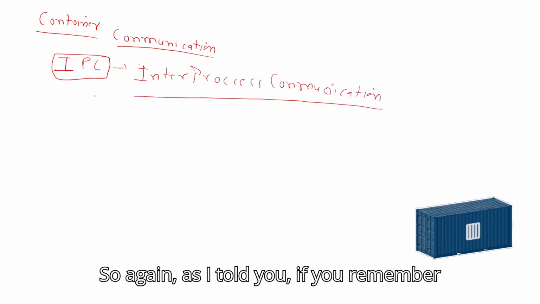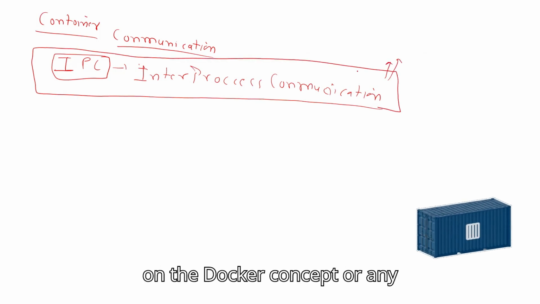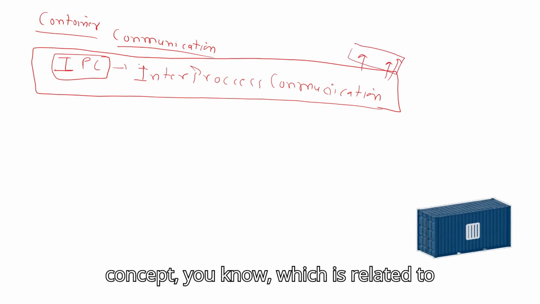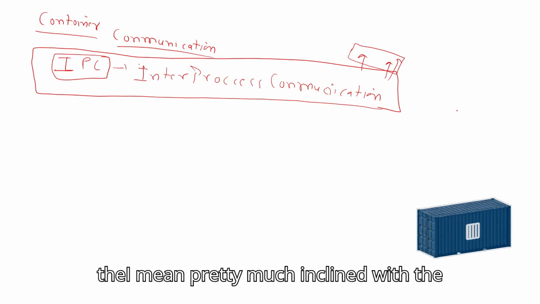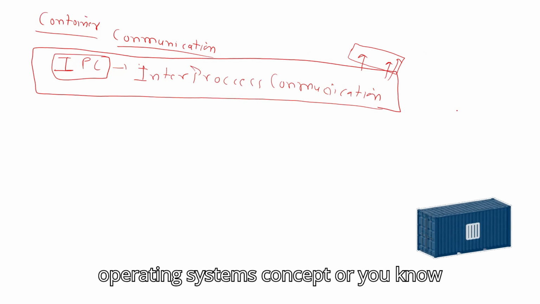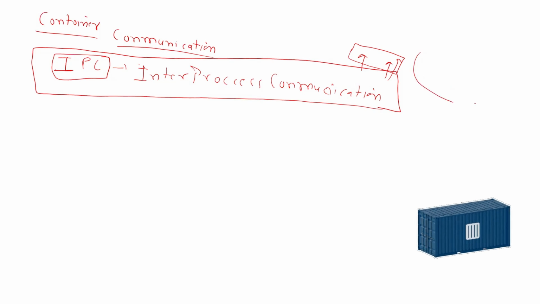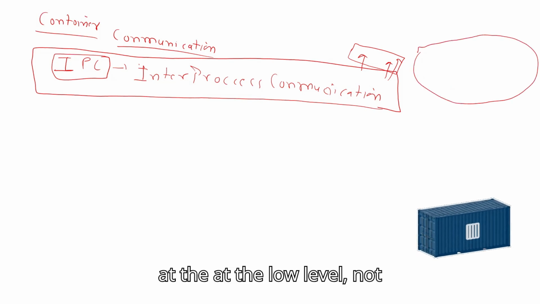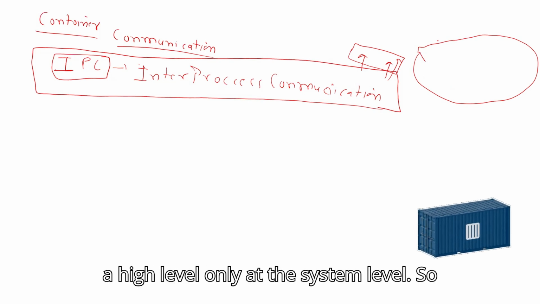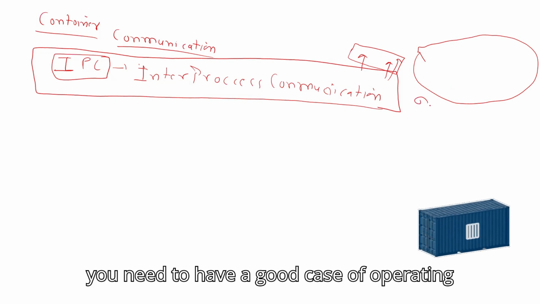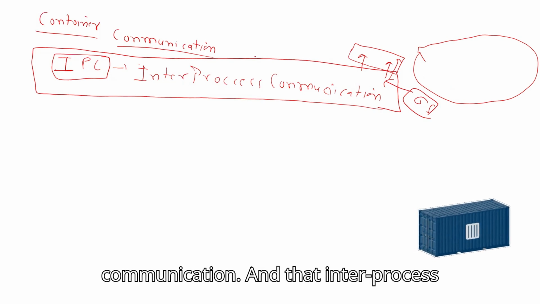As I told you in the beginning of the sessions, if you want to get a good grasp on the Docker concept, or any concept which is pretty much inclined with operating systems concepts or something like shell scripting, at the system level, you need to have a good grasp of operating systems. And in operating systems, we have a concept called IPC, inter-process communication.